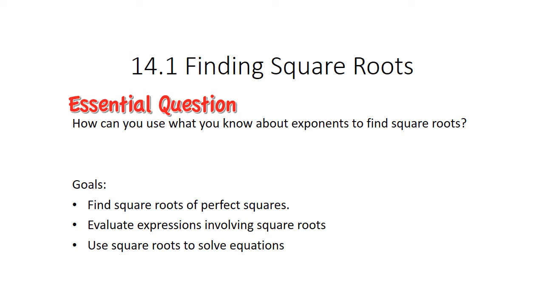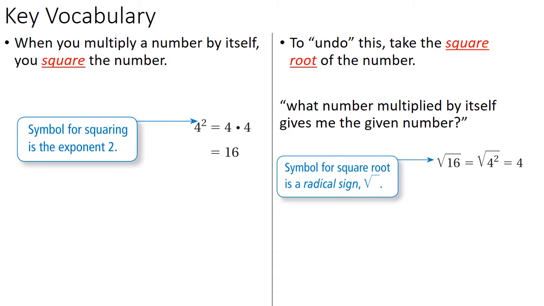roots to solve equations. So some key vocabulary we want to keep in mind is that when we multiply a number by itself, we are squaring that number. So when I'm talking about 2 squared, we're talking about raising something to that second power, using an exponent of 2. So 3 squared, we are raising it to the power of 2. When we're doing 4 squared, we're raising it to the power of 2. So the symbol for squaring a number is that exponent of 2.